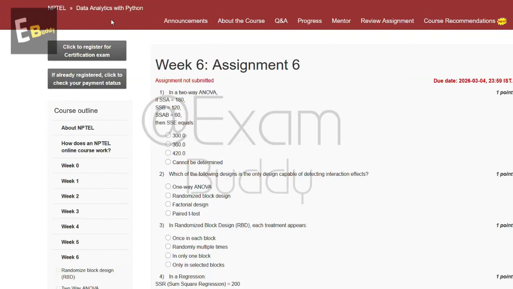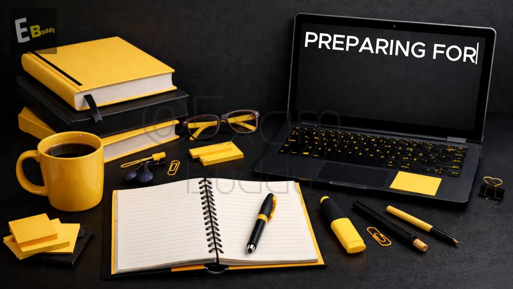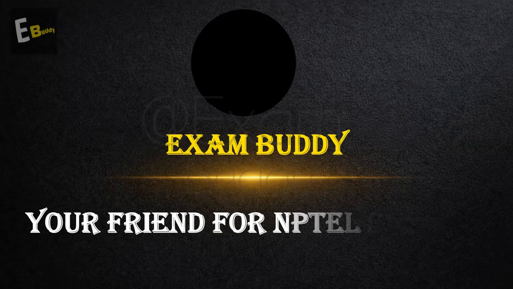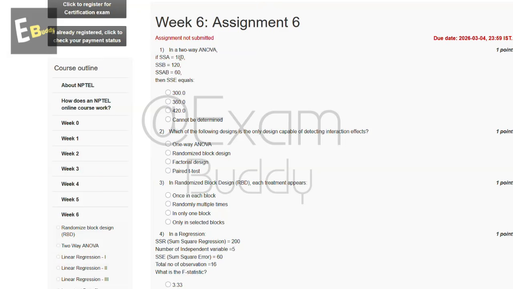Now let's do our assignment for data analytics with Python, week 6, assignment 6. So the first question is, in a two-way ANOVA, if SSA equal to 180, SSB equal to 120, SSAB equal to 60, then SSE equals, so these are the options, and the answer of our first question is D, cannot be determined.